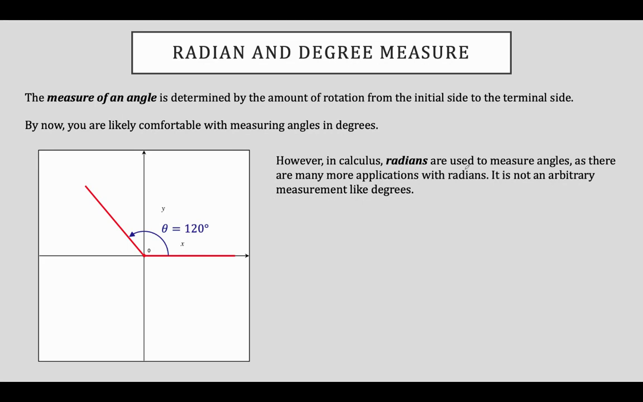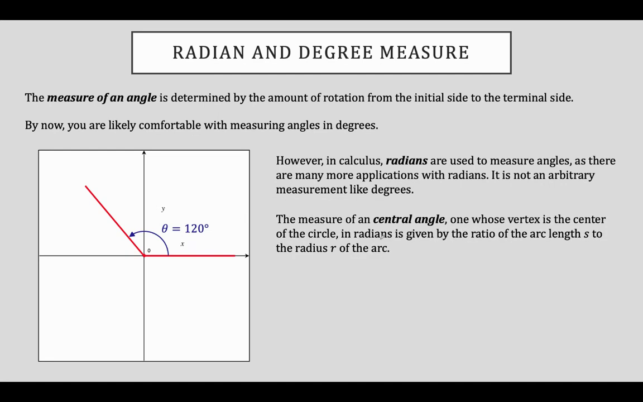All right, radians are used to measure angles as there are many more applications with radians, and it is not an arbitrary measurement like degrees. Okay. If you ever wondered why there are 360 degrees in one complete revolution, well, that's because some person said that there was 360 degrees. It is a completely arbitrary number.